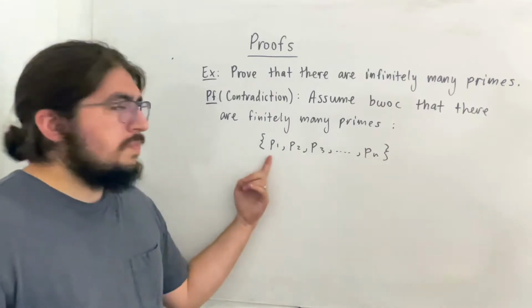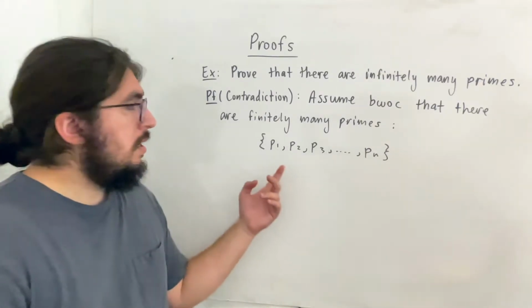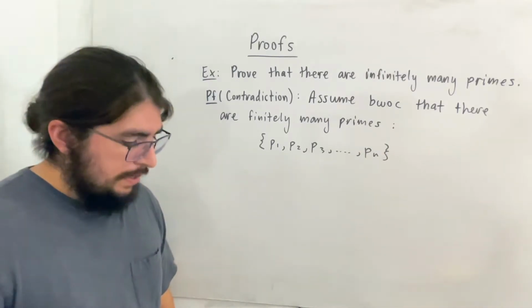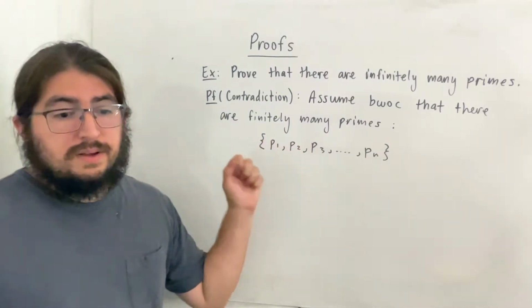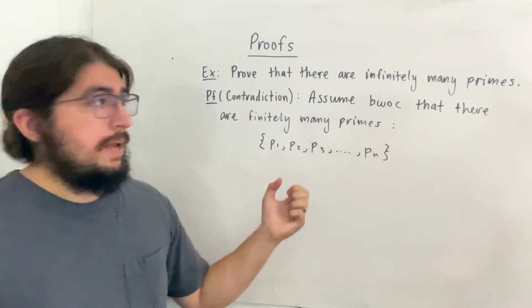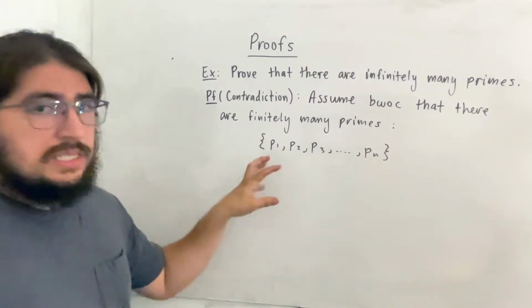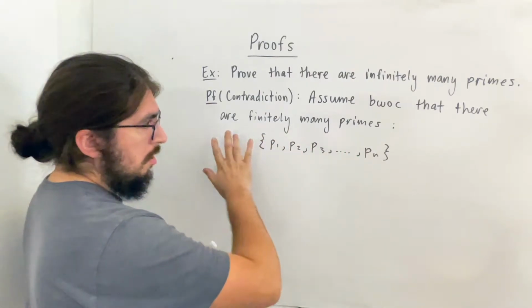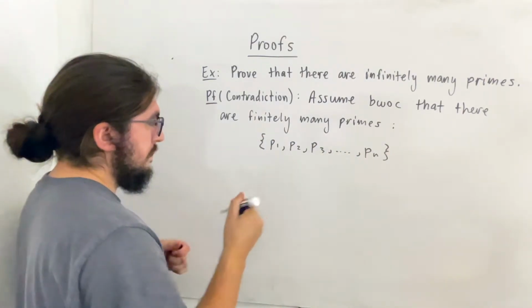Now, of course, P1 is the first prime, which is 2. P2 is the second prime, which is 3, and so on. Okay, but we're just writing a finite list of prime numbers, and those are all of the primes. So this is a list of all primes, okay? So these are all of the finitely many primes.